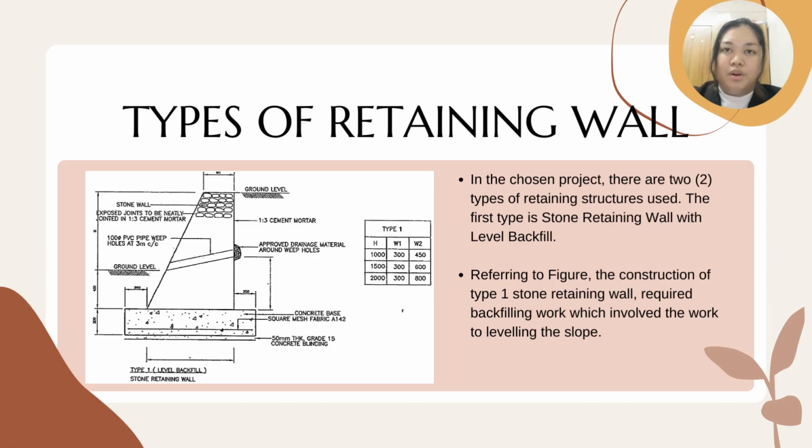Types of retaining wall. In the chosen project, there are two types of retaining structure used. The first type is stone retaining wall with level backfill. Referring to the figure, the construction of type 1 stone retaining wall requires backfilling work, which involves leveling the slope.